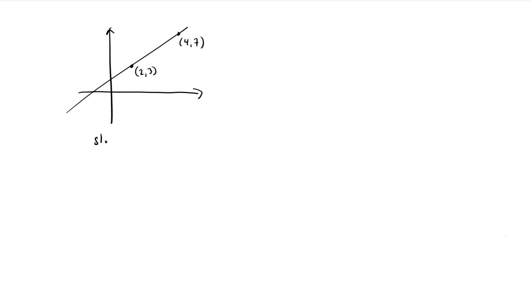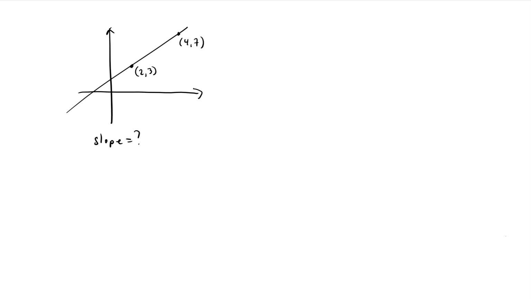Now suppose I'm given the graph of a line, and maybe it's this line here. Maybe it goes through (2, 3) and, I'm making this up, (4, 7). Okay, what is the slope here?